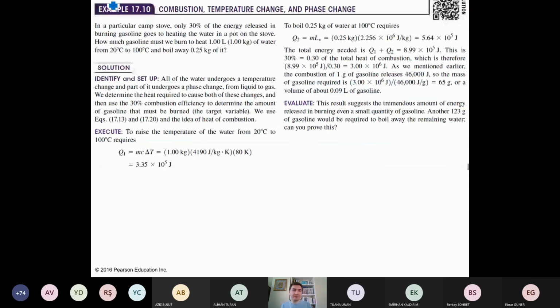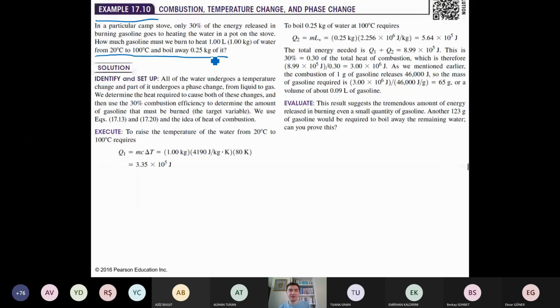Okay, the last one. Example 17.10, combustion, temperature change and phase change. In a particular camp stove, only 30% of the energy released in burning gasoline goes to heating the water in a pot on the stove. How much gasoline must be burned to heat 1 liter or 1 kilogram of water from 20 degrees Celsius to 100 degrees Celsius and boil away 0.25 kilogram of it?